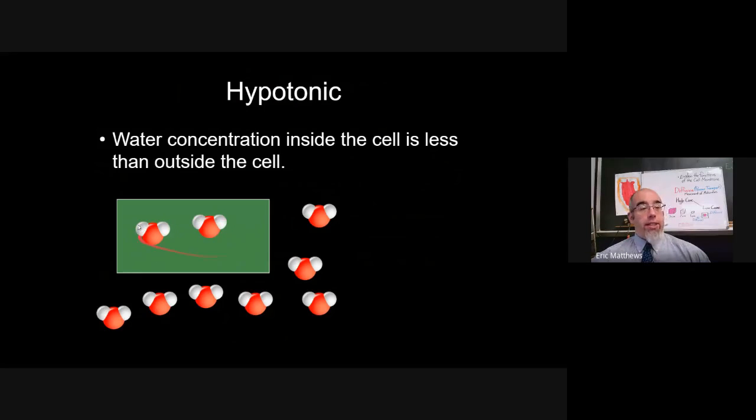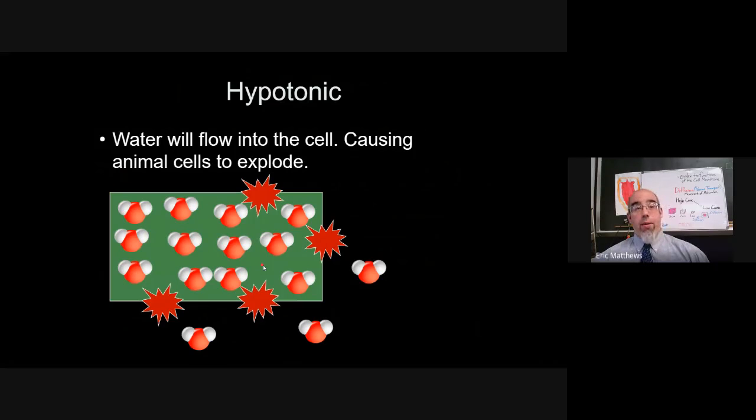Hypotonic. Now we see that inside the cell has very little water. Outside the cell has a lot of water, and therefore water is going to move into the cell. Now, in the case of us, animal cells, that can cause the cells to explode. That could be really bad for us.